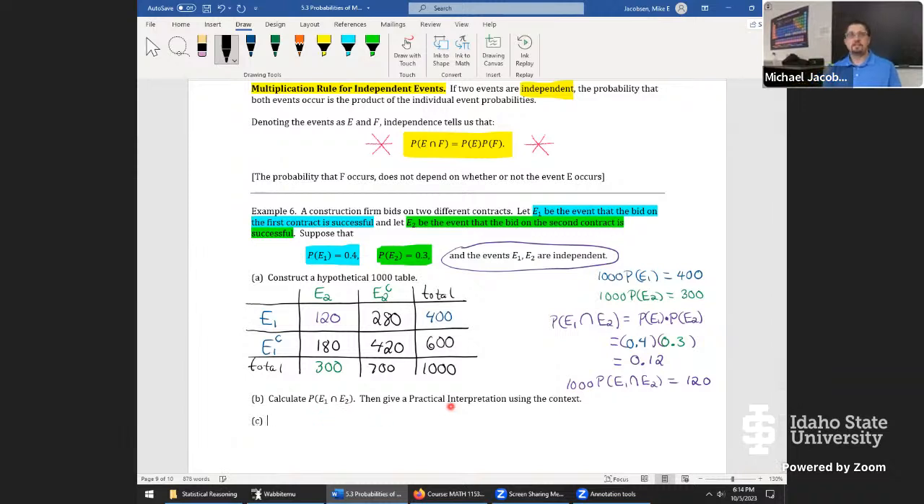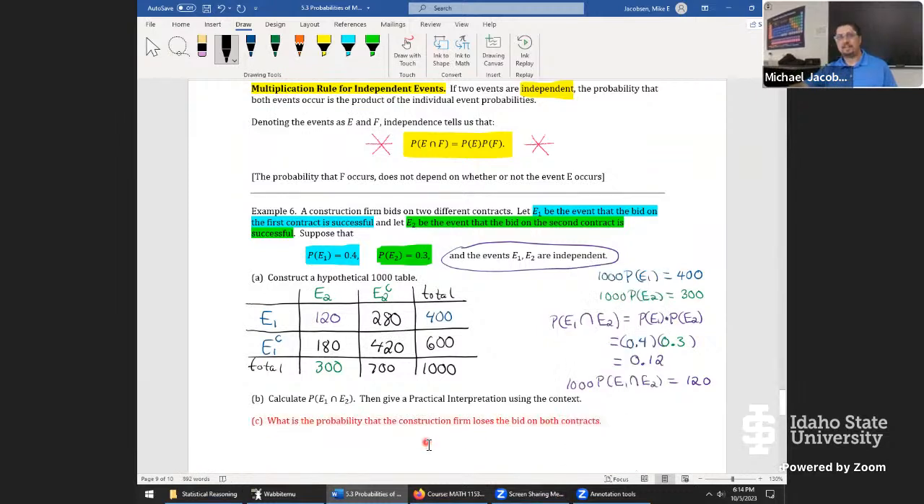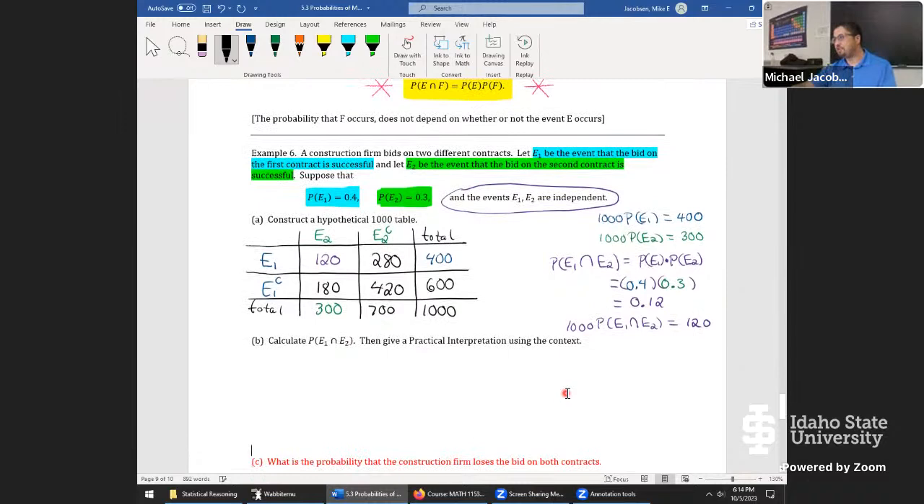There we go. Let's say for part C, the question would be, what is the probability that the construction firm loses the bid on both contracts? I'll put this in red just to indicate, again, that was something new on the notes. I think I should have added that sooner before I put those notes on Moodle. Sorry about that.